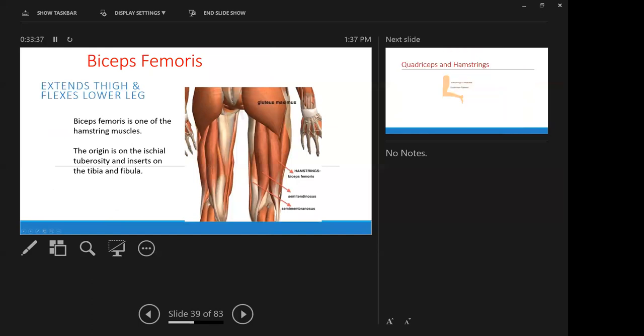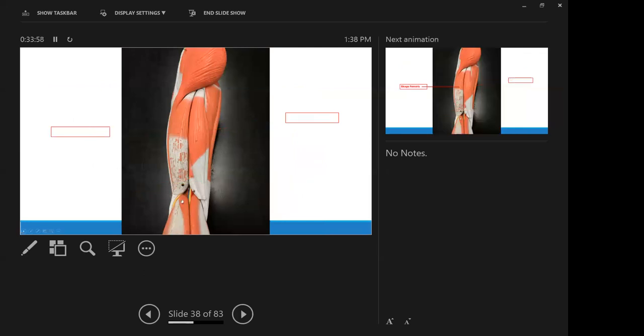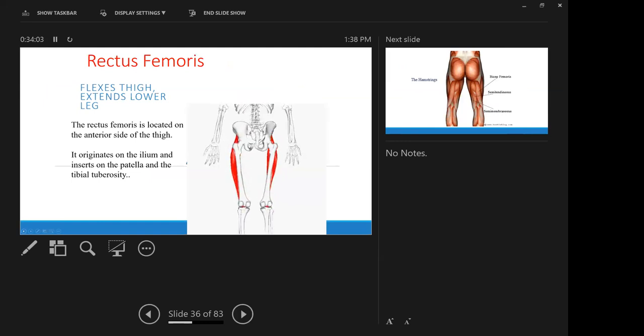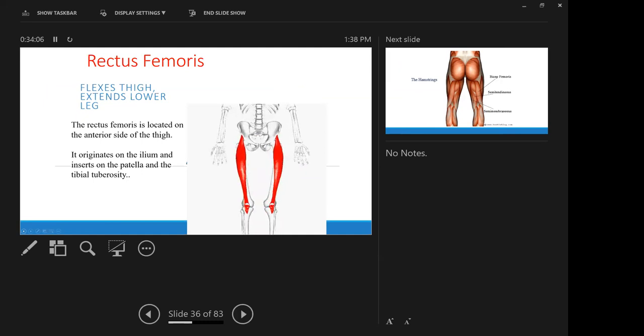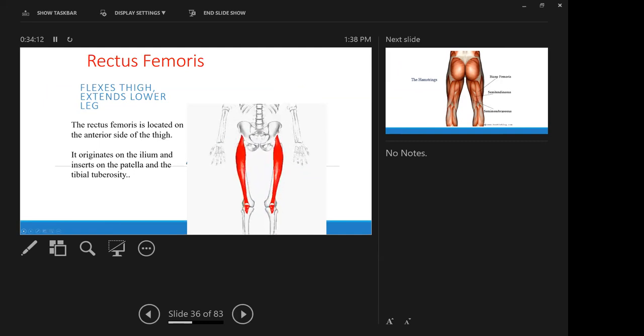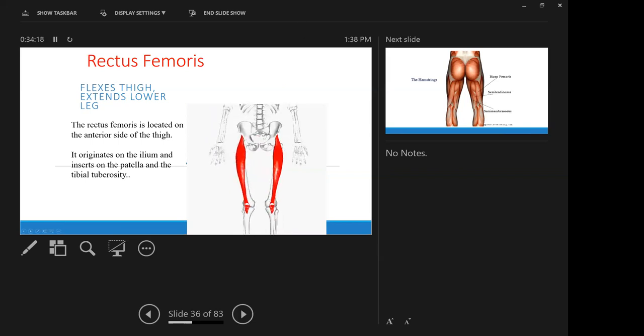And what does it do? It extends the thigh and flexes the lower leg. Sounds familiar. Let's go back here and take a look at the quads. Remember, this says extend the thigh and flex the lower leg. Well, the quads don't extend the thigh, they flex the thigh and extend the lower leg, just the opposite of what the hamstrings do. So the quads flex the thigh and extend the lower leg.